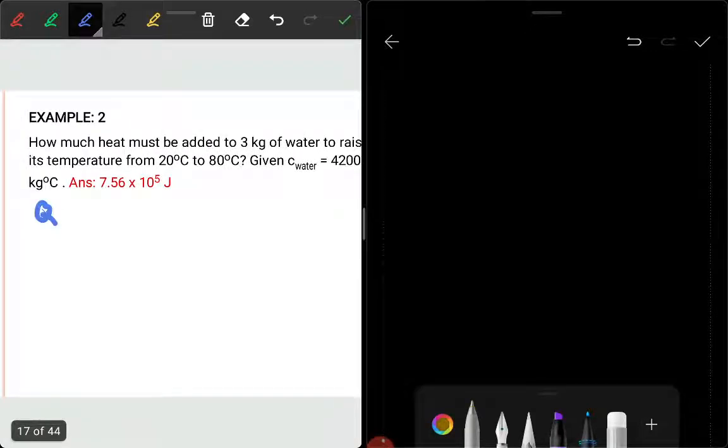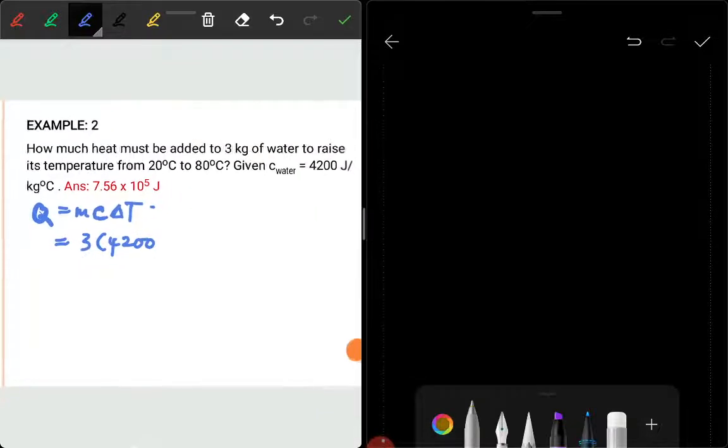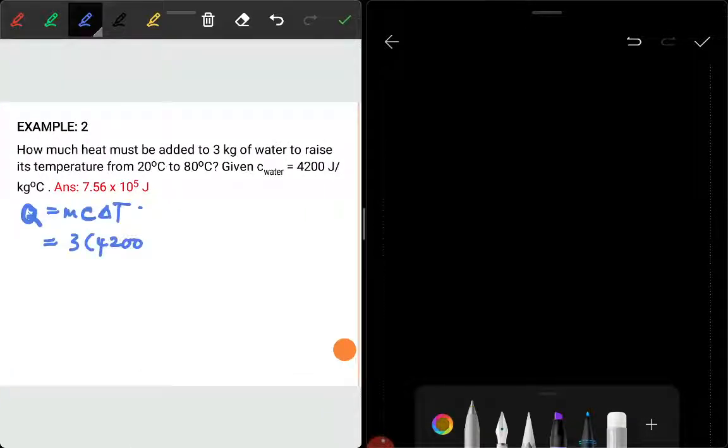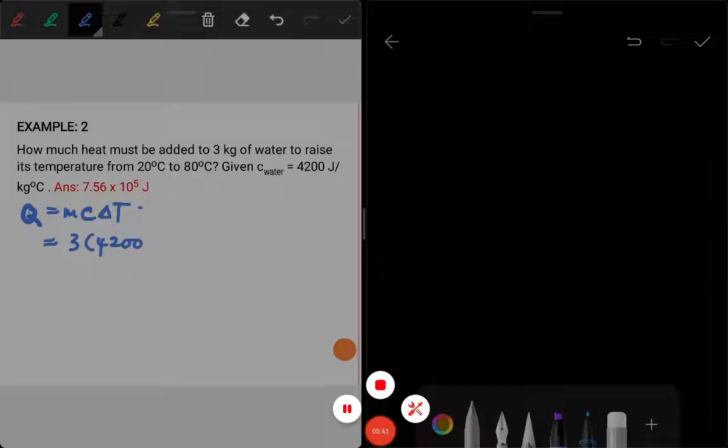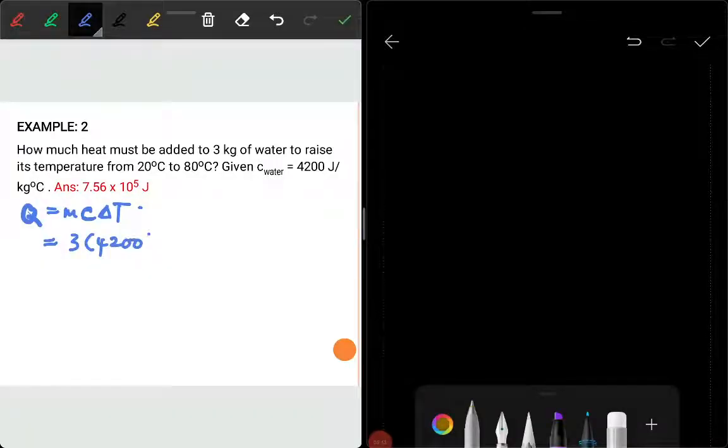Remember the equation, Q = mcΔT. This is small c. And here m is 3 kg. And c here is 4200. This is the specific heat capacity of water. And then the difference in temperature here is 80 minus 20. So you can calculate and get the answer here. What is the unit for Q? Don't forget the unit is joule.